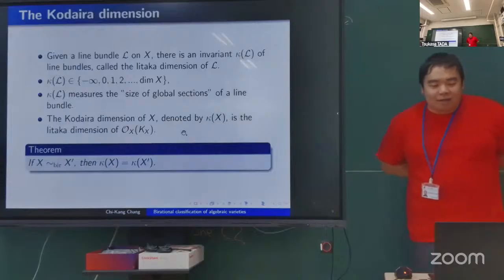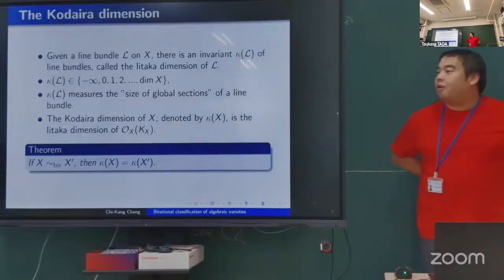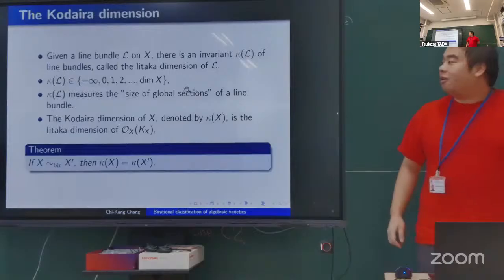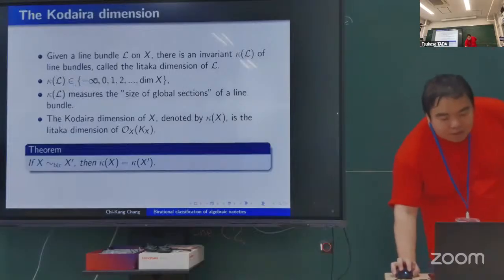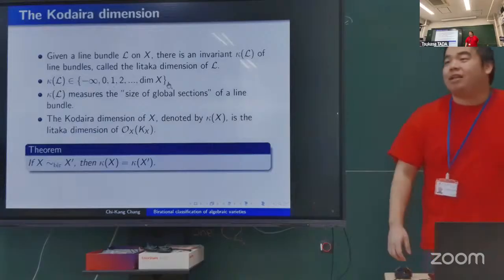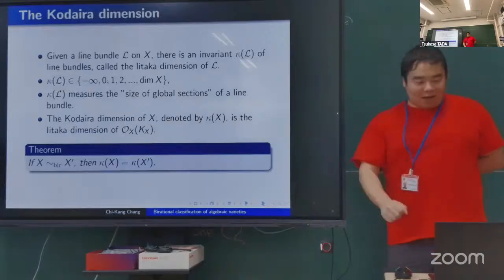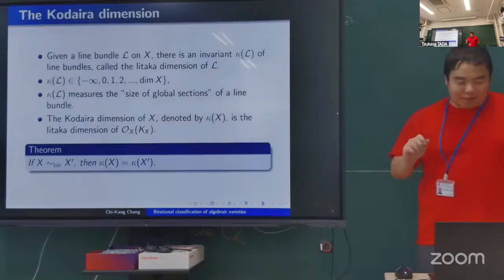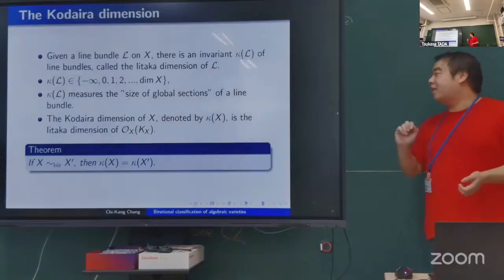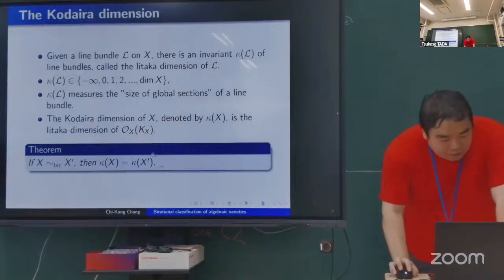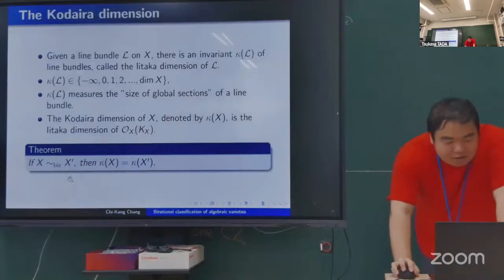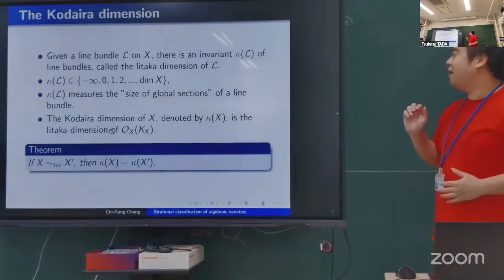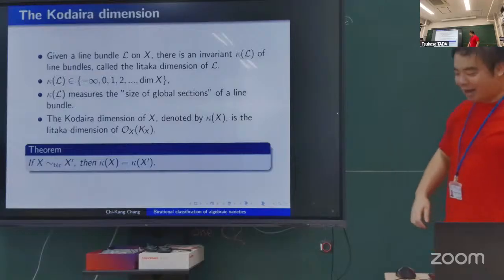In general, given any line bundle, we have an invariant called the Iitaka dimension, which measures the size of the global sections of the line bundle. This number should be either minus infinity or a non-negative integer less than or equal to the dimension of X. And the Kodaira dimension of a variety is the Iitaka dimension of its canonical bundle. This is the definition. And one important theorem is that birationally equivalent varieties have the same Kodaira dimension. This Kodaira is actually the first Japanese Fields medalist, the famous Kodaira.